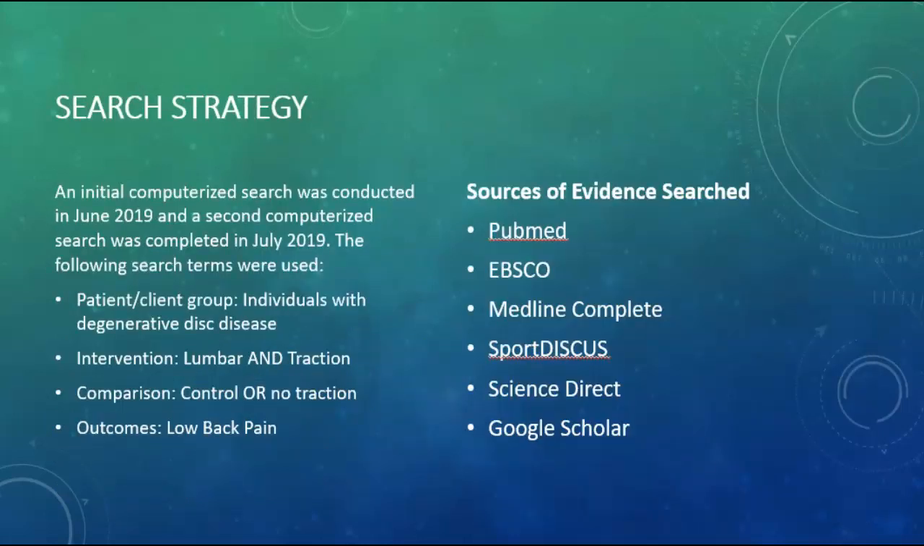For my search strategy for this topic, I initially completed a computerized search in June 2019, and then a second search in July 2019. I looked for individuals with degenerative disc disease, lumbar, and traction, and then either control or no traction. The outcomes I was looking for were measurements of low back pain. For sources, I looked in PubMed, EBSCO, Medline Complete, SPORTDiscus, Science Direct, and Google Scholar.